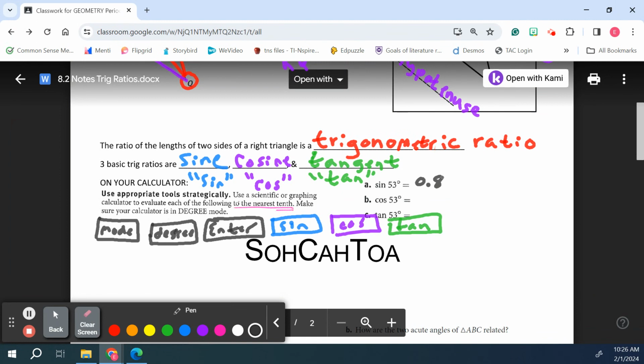Cosine of 53 degrees ends up being what? 0.6. And then the tangent of 53 degrees ends up being 1.3. Who did not get these? Does the calculator make sense? Okay. All right, let's move on.